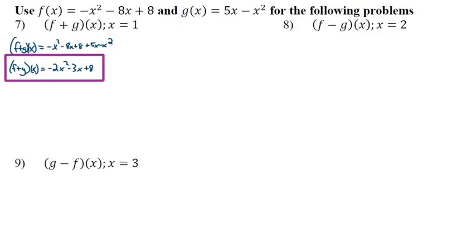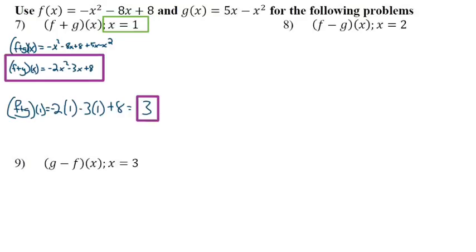Part of the test is solving for the unknown. So we're going to solve for x equals 1. They tell us right here, solve for x equals 1. So f plus g evaluated at 1 equals negative 2 times 1 squared, which is just 1, minus 3 times 1 plus 8. So that's negative 2 minus 3 is negative 5 plus 8 is 3. And that's your solution.